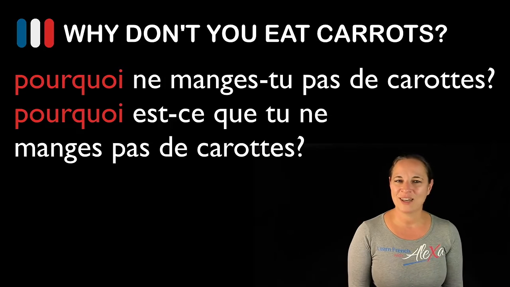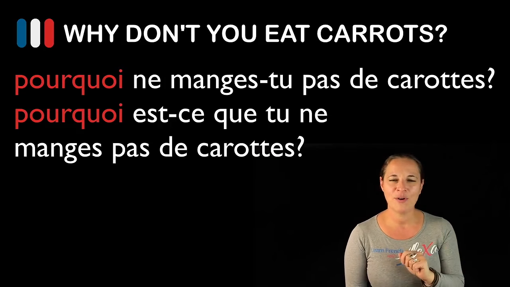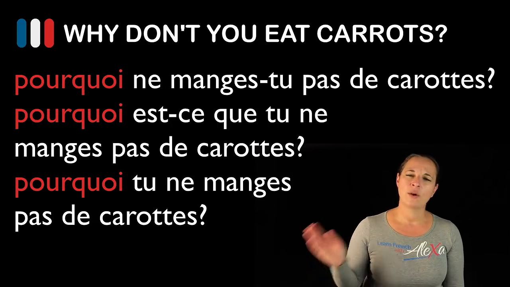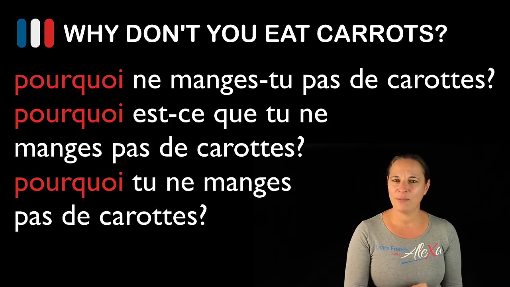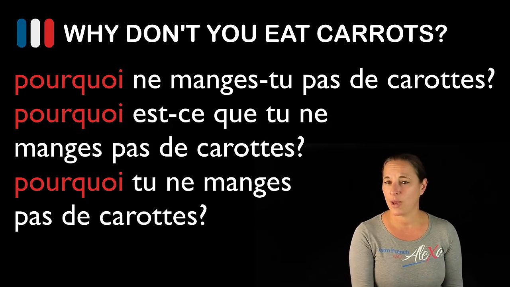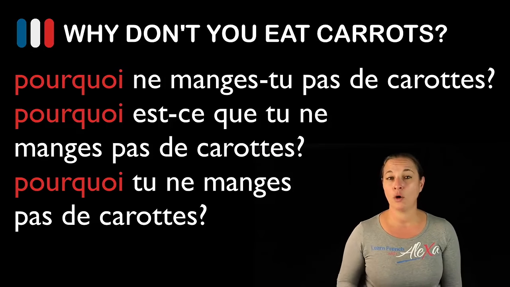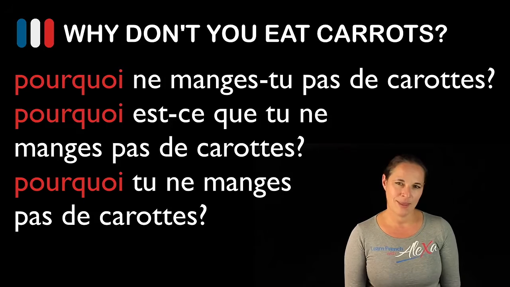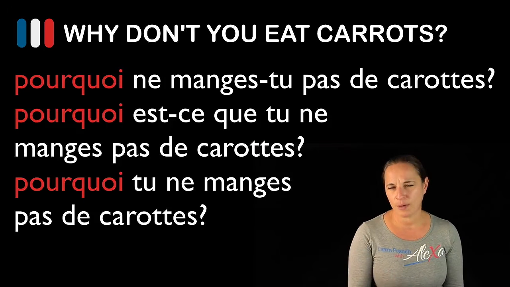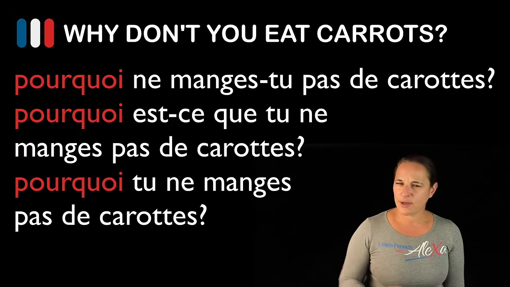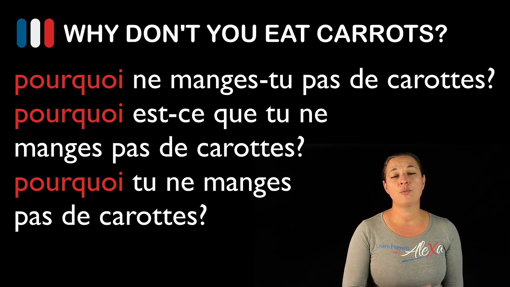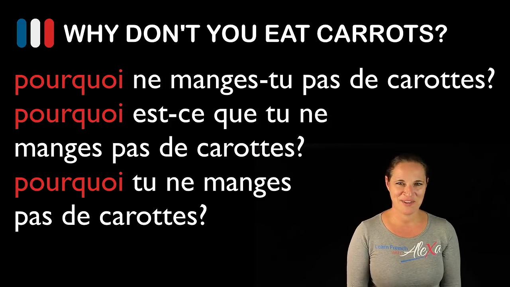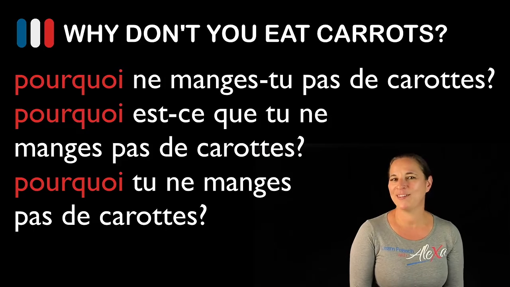Now, another way of asking question, again, using carotte as an example, you could say, pourquoi tu ne manges pas de carottes? Now, we've asked pourquoi, okay, at the very beginning, and then we put the sentence the way it is. Tu ne manges pas de carottes. You do not eat carrots. So, pourquoi tu ne manges pas de carottes? Okay, so that's another way of using pourquoi. Now, let's have a look at this again and repeat them. Pourquoi ne manges-tu pas de carottes? Pourquoi est-ce que tu ne manges pas de carottes? Et pourquoi tu ne manges pas de carottes?